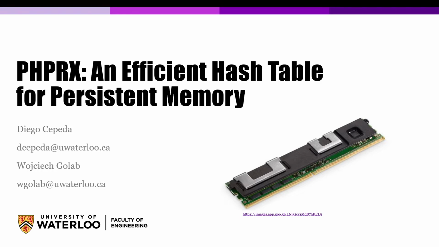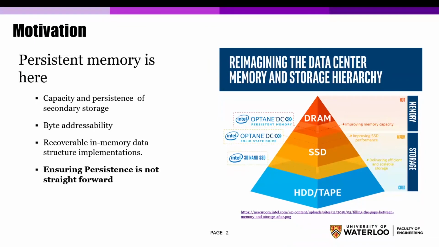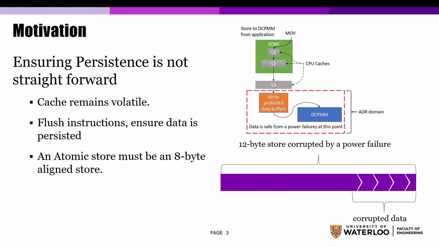So let's begin with our motivation. Persistent memory is here since 2019, offering the capacity and persistence of secondary storage and offering byte addressability, which allows developers to implement recoverable in-memory data structures. Still, ensuring persistence is not straightforward. Why? Well, cache remains volatile, hence we need to use flush instructions to ensure data is persisted. As well, we need to ensure that the stores are atomic, which is limited by an 8-byte aligned store.